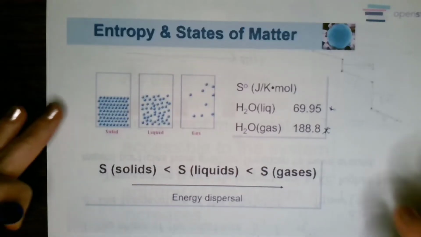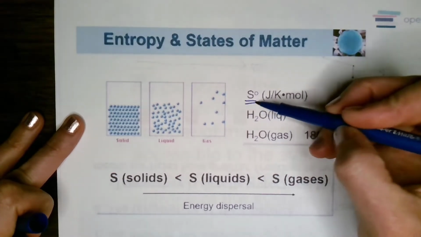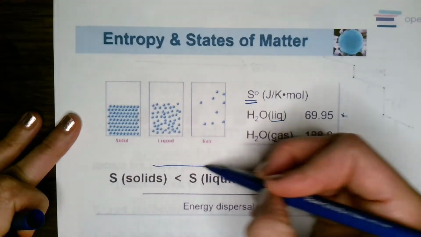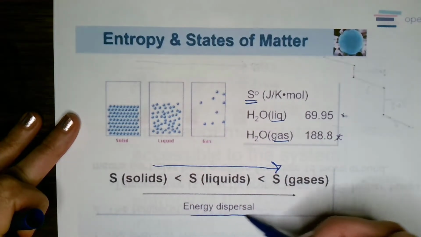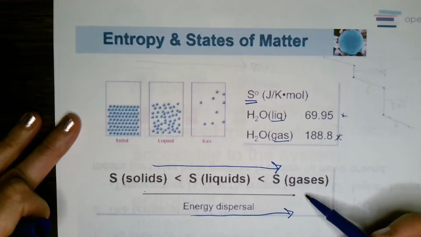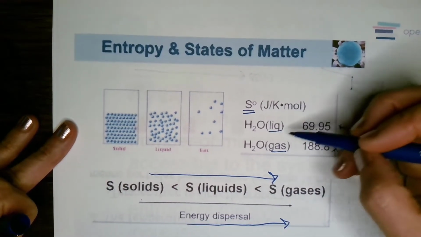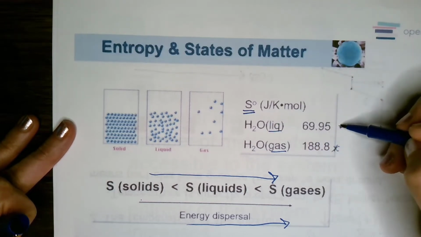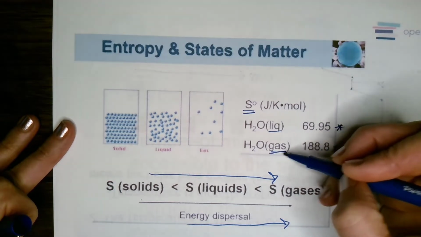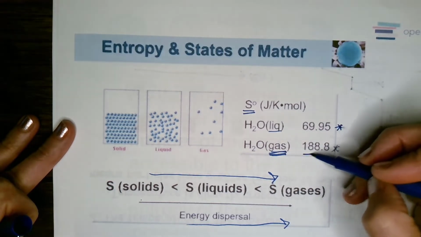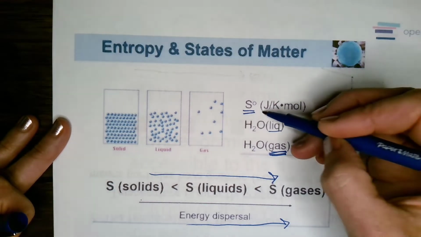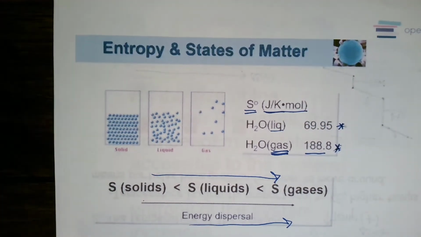When we look quantitatively at the entropy values of liquid water versus gas, we've said that entropy increases, right? Energy dispersal increases as we go from a solid to a liquid to a gas. But if we look, again, numerically, for liquid water, entropy is 69.95, so about 70. And the entropy for water in gas phase is significantly higher at almost 190. Again, joules per Kelvin mole are the units the entropy is expressed in.